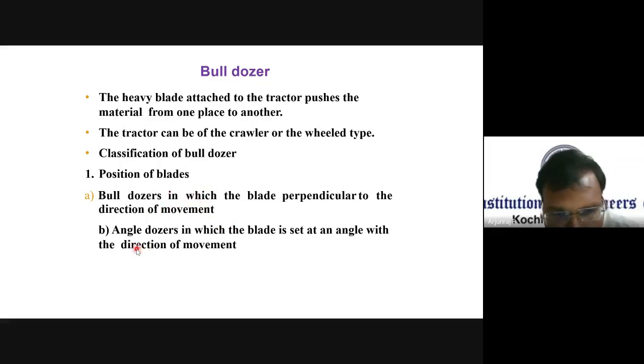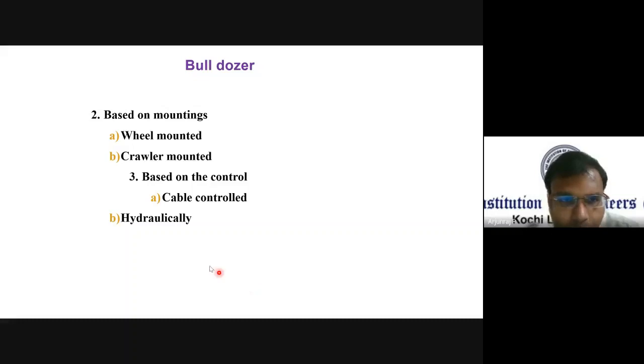And again, based on the angle at which the bulldozer is going to have the movement against a particular material, you can also classify the bulldozers. The next important classification of bulldozers is based on the mountings. One is wheel mounted and another one is crawler mounted. It's also based on the control, how the bulldozer can be controlled, whether it is cable controlled or hydraulically controlled.